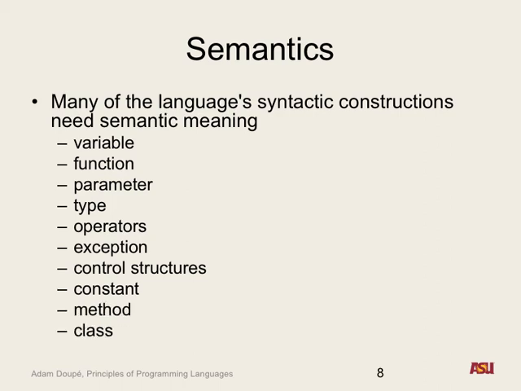Methods, classes, we didn't even get into object orientation, but that's a whole other set of semantics. What does it mean with classes? Can I inherit from multiple classes? What happens when I inherit in C++ from multiple classes and they have the same method with the same signature? How do I even define the same method? That's a fundamental question. Semantics is really about trying to answer all these questions and define what a language actually does.